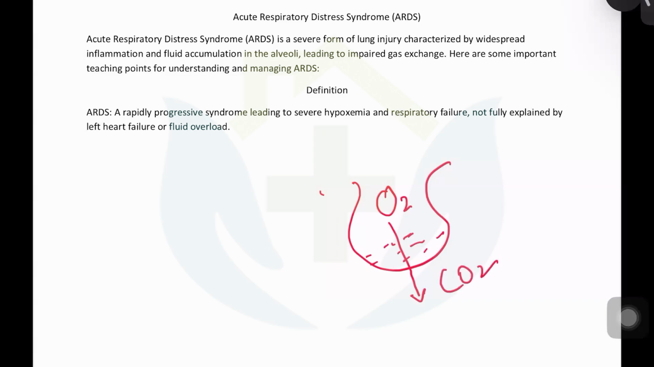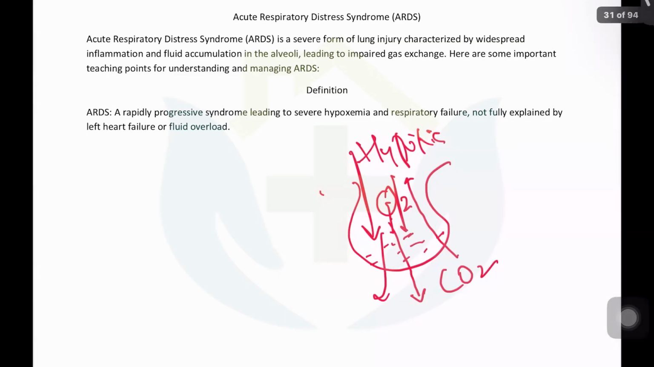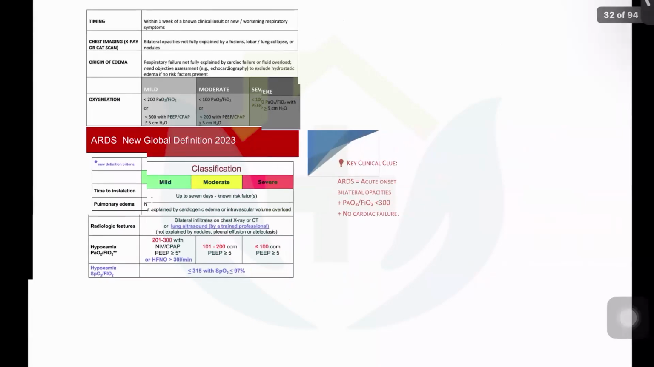However, carbon dioxide, as I told you, is water soluble. It can still go through the alveoli. So the patient has hypoxemia and this is ARDS. You need to give them enough pressure for this oxygen to travel through this fluid into the blood. So there is impaired gas exchange and it is a rapidly progressive syndrome, will lead to hypoxia and respiratory failure very fast. Important is that it should not be because of left heart failure or any fluid overload.